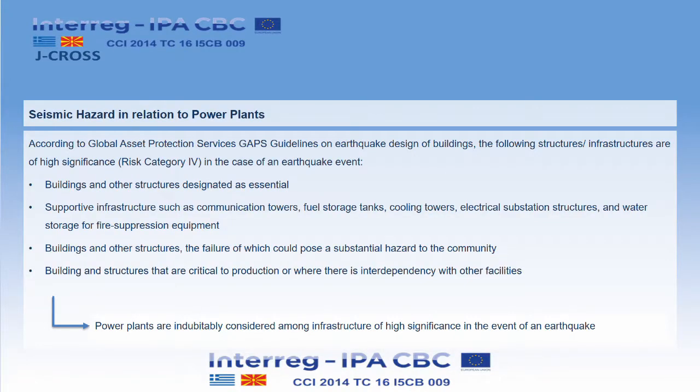According to Global Asset Protection Services GAPS guidelines on earthquake design of buildings, the following structures or infrastructures are of high significance, risk category 4, in the case of an earthquake event. Buildings and other structures designated as essential. Supportive infrastructure such as communication towers, fuel storage tanks, cooling towers, electrical substation structures, and water storage for fire suppression equipment. Buildings and other structures, the failure of which could pose a substantial hazard to the community. Buildings and structures that are critical to production or where there is interdependency with other facilities. Therefore, power plants are indubitably considered among infrastructure of high significance in the event of an earthquake.